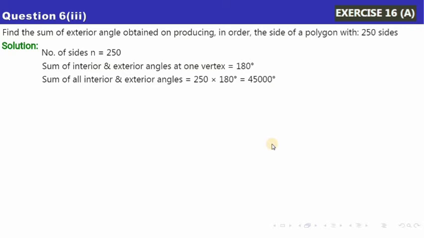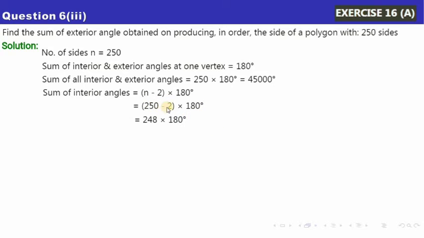Okay, now after that, as you know, this contains both exterior and interior. I need to first find the interior angles, and I need to remove the interior angles from this total, isn't it? And we know the sum of interior angles is calculated using this formula. Now let's put the value. So n is 250, minus 2, into 180. So we have 250 minus 2 is 248. So 248 into 180. When you multiply them, you get 44,640 degrees.